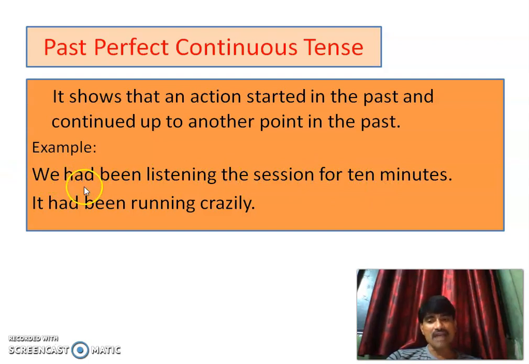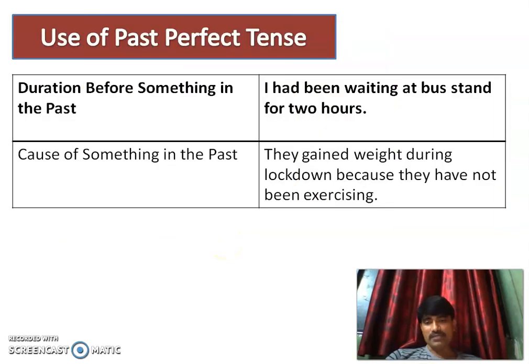See the structure. Had, to have's past tense form. Been is the past participle of be, so perfect. Ing form of the verb listen, listening, so continuous. So past perfect continuous. See the next one. It had been running crazily. Had, past tense. Been, perfect. Running, continuous. So past perfect continuous tense. Make sure that you use it properly.